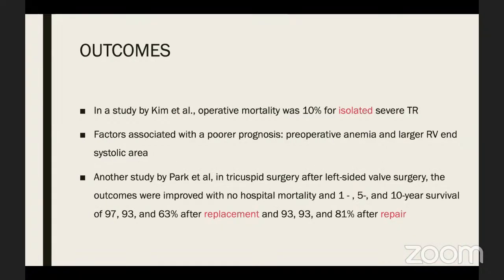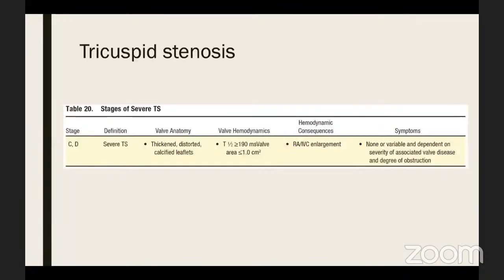So, outcomes of tricuspid surgery. In a study by Kim et al., operative mortality was 10% for isolated severe TR. Factors associated with a poorer prognosis were pre-op anemia and a larger RV end-systolic area. In another study by Park et al., in tricuspid surgery after left-sided valve surgery, the outcomes were improved with no hospital mortality, and the 1, 5, and 10-year survival was 97, 93, and 63% respectively after replacement, and 93, 93, and 81% respectively after repair.